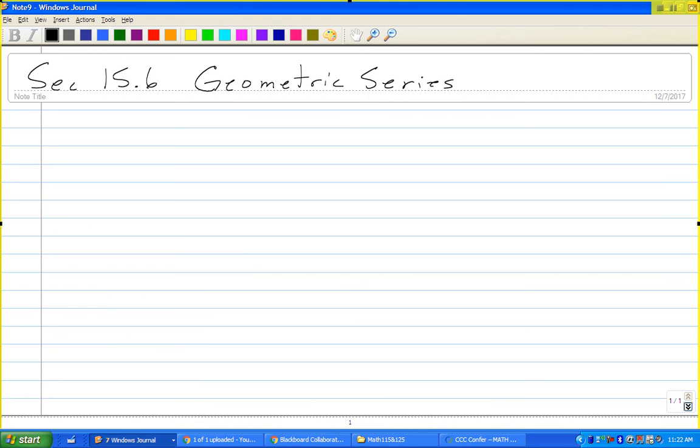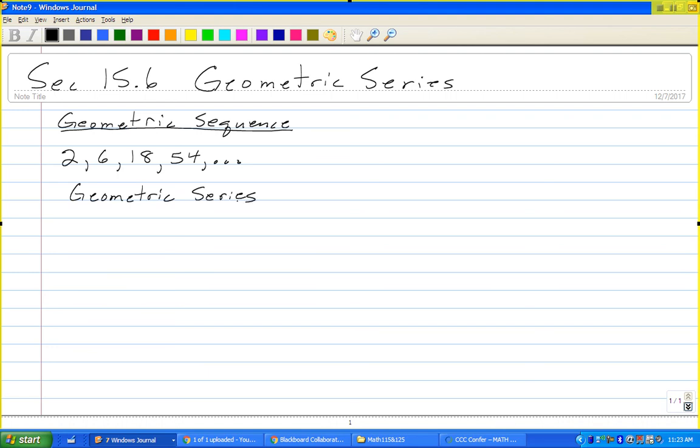Okay, as an example, suppose I have the following geometric sequence: 2, 6, 18, 54, etc. Then we can form a geometric series by just adding up each of these terms in a geometric sequence.